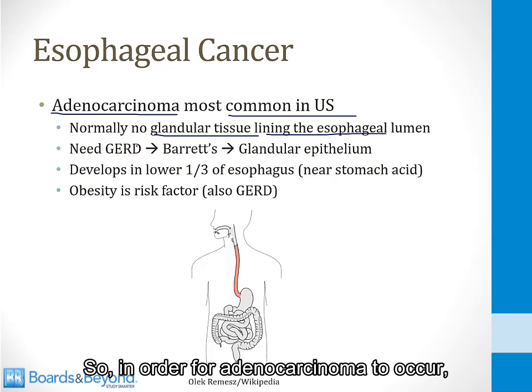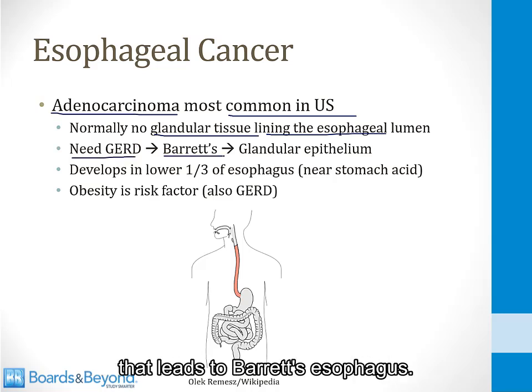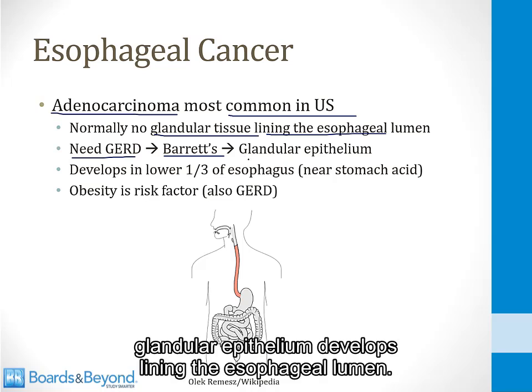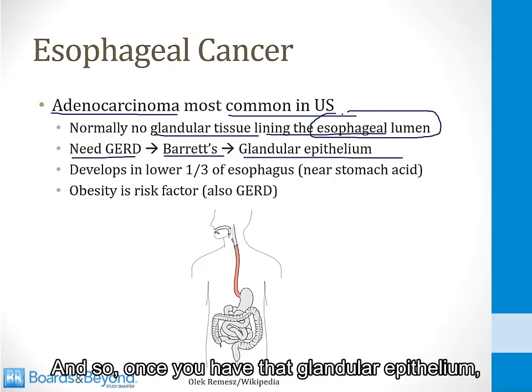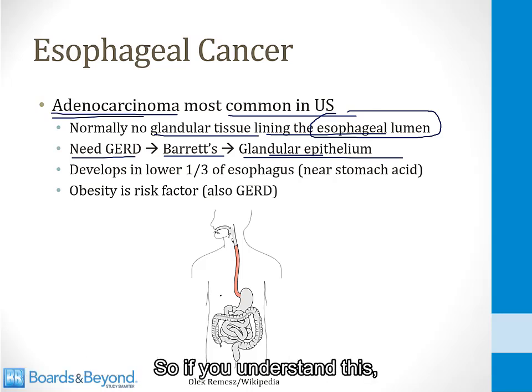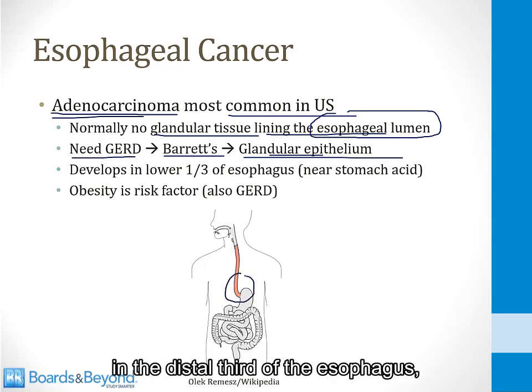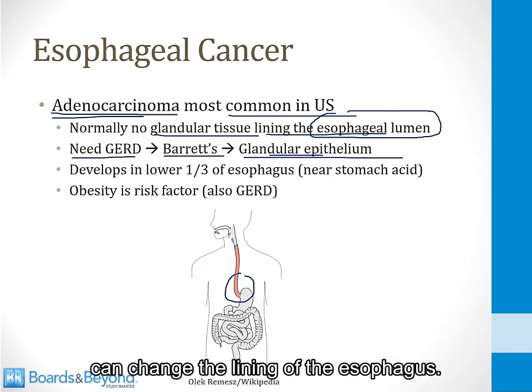So in order for adenocarcinoma to occur, a patient needs to have GERD that leads to Barrett's esophagus, and then as we've just discussed, as a component of Barrett's esophagus, glandular epithelium develops lining the esophageal lumen. And so once you have that glandular epithelium, the patient can then go on to develop adenocarcinoma. So if you understand this, it's easy to remember that adenocarcinoma usually occurs in the distal third of the esophagus. That's the portion near the stomach where stomach acid from GERD can change the lining of the esophagus.